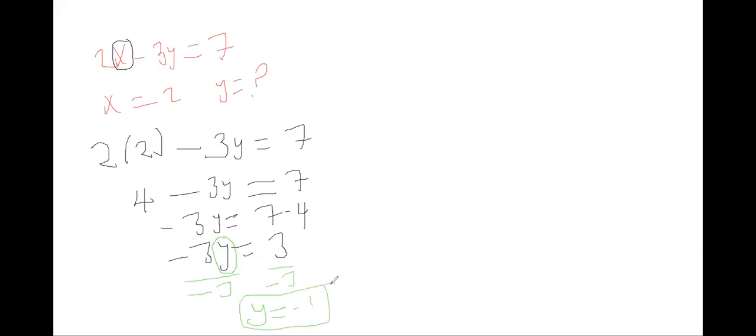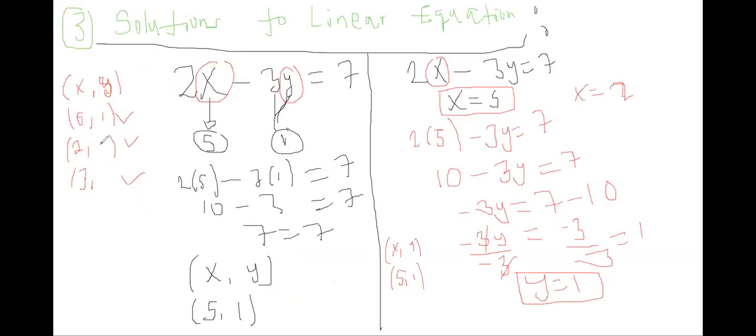So we go back: if x equals 2, then y will be minus 1. If you substitute this, the equation will hold. If x is 5, y is 1. If x is 2, y is minus 1. So these are the solutions to this linear equation. You can take any number, but the combination must be right.